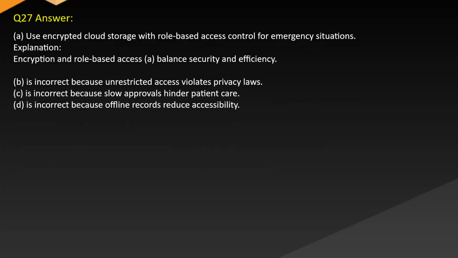Answer A. Use encrypted cloud storage with role-based access control for emergency situations. Explanation. Encryption and role-based access balance security and efficiency. B is incorrect because unrestricted access violates privacy laws. C is incorrect because slow approvals hinder patient care. D is incorrect because offline records reduce accessibility.